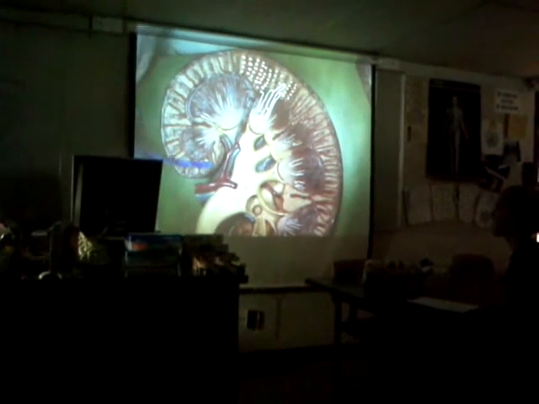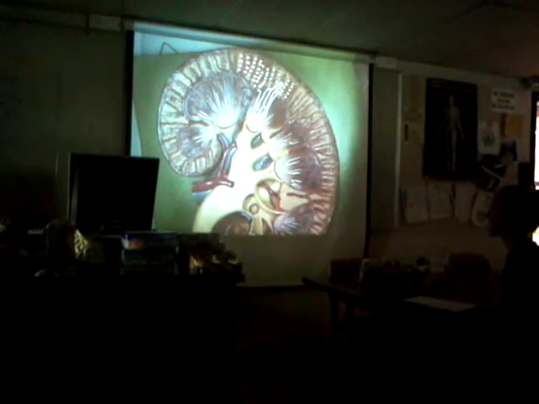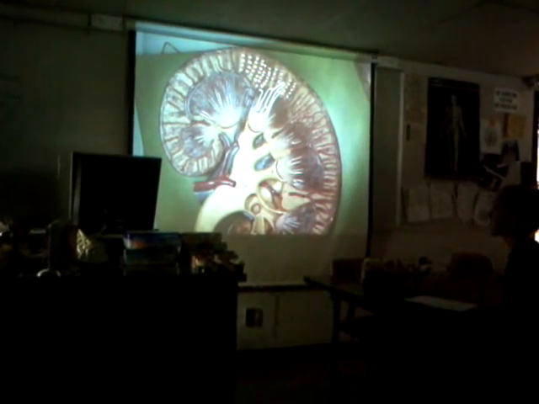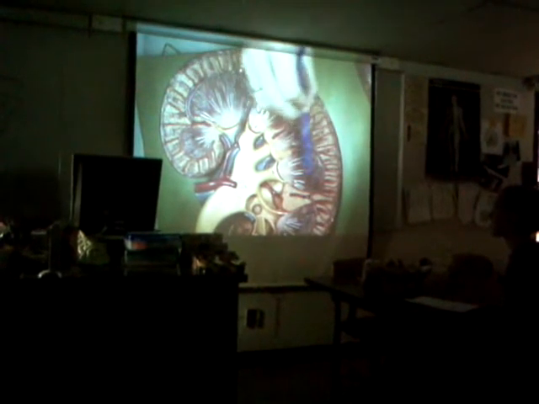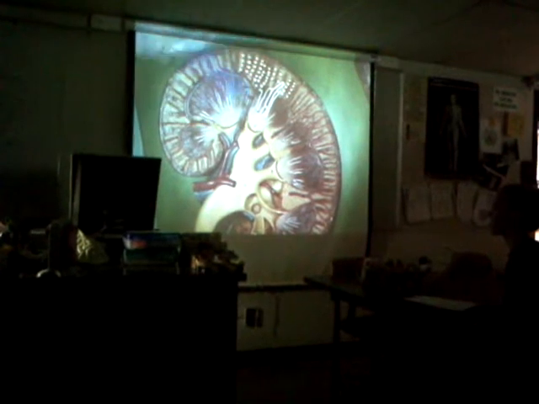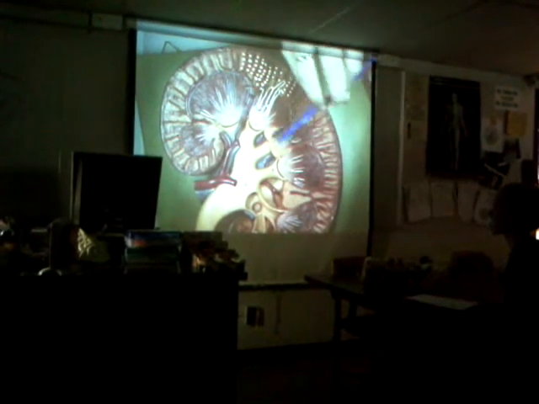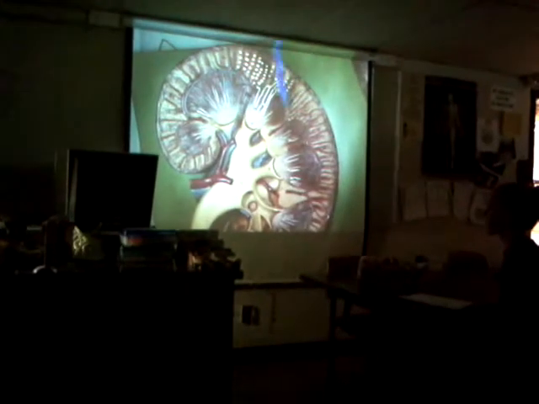This entire region is known as the parenchyma. The parenchyma is divided into the cortex and the medulla. We have renal columns, which are the cortex moving in between the pyramids, and then the pyramids are part of the medulla.